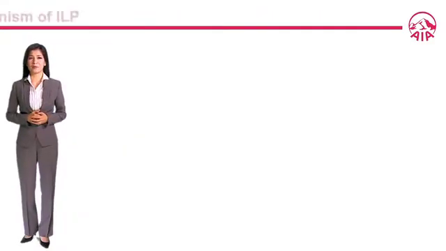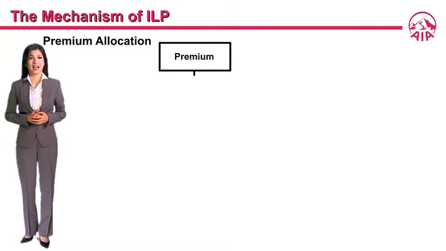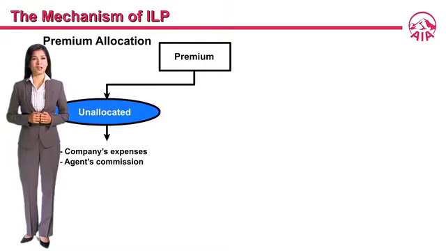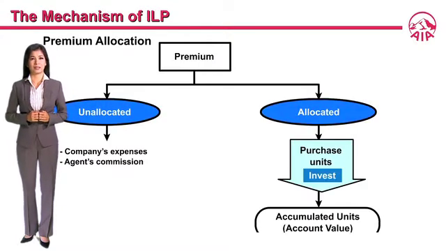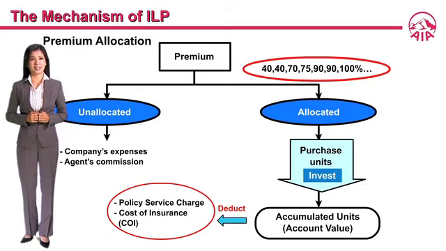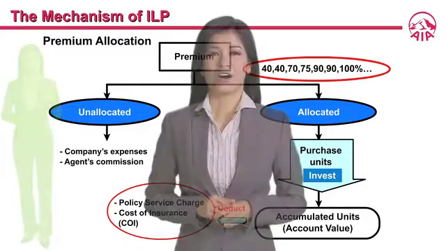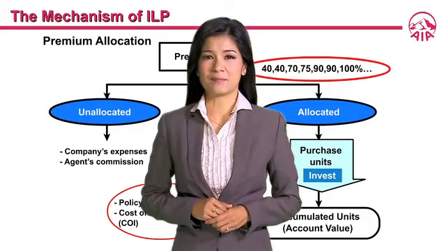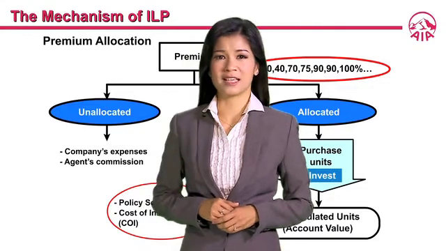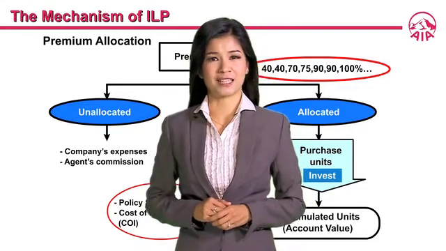How do we allocate the premium paid by the policy owner? The premium will be spread according to the allocation rate based on the policy year. For the first and second year, 40% of the premium will be allocated to purchase unit or invest in the fund. On the third and fourth years, 70% and 75% will be allocated respectively to invest in the fund.